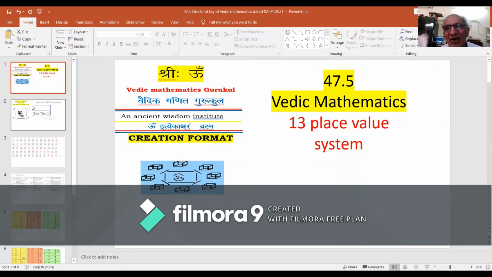Welcome. Our quest to be parallel with mental mathematics features of Vedic mathematics takes us to the 13 place value system. The 13 place value system is the system which helps us chase within four space in terms of the 13-edged cube. Our well-known three-space body, the cube, is a 12-edged setup.